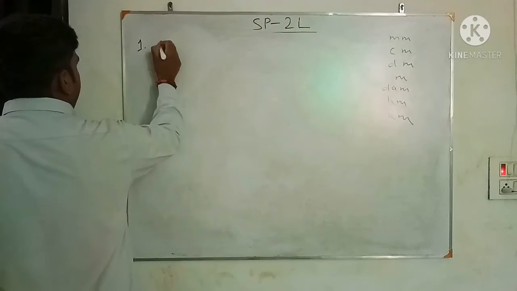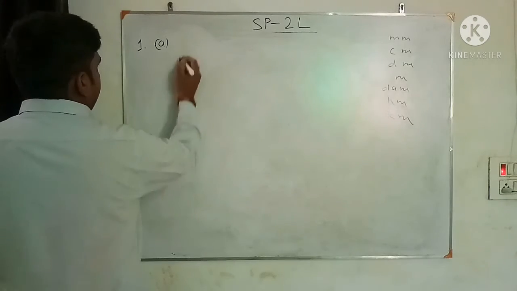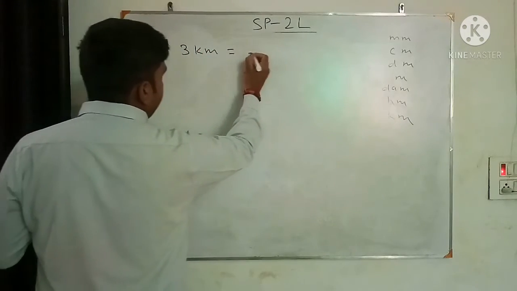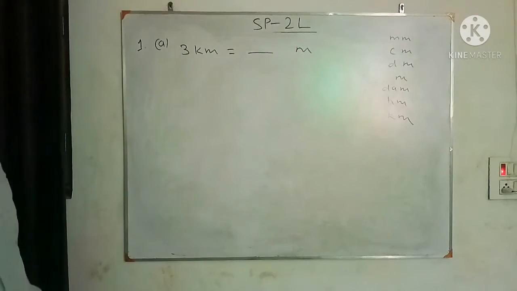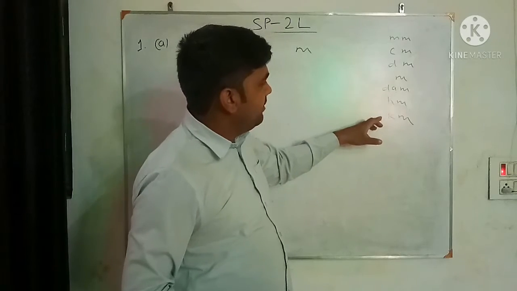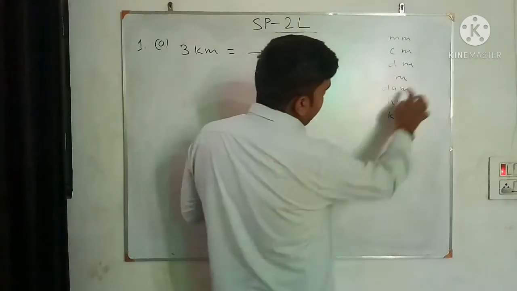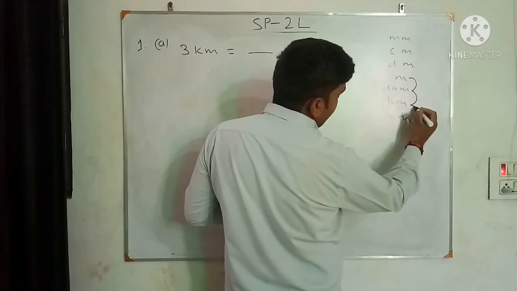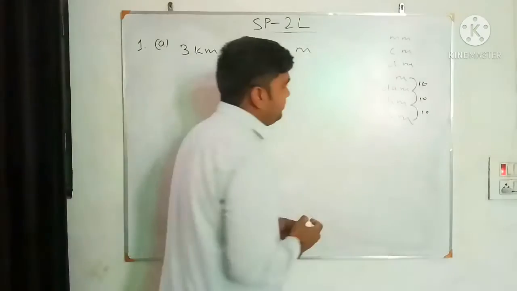1a, we have to convert 3 kilometer into meter. 3 kilometer equals how many meter? So 1 kilometer equals 1000 meters. See the relation, meter to kilometer, how many turns are there? This is the meter and this is the kilometer. 1 turn, 2 turn, 3rd turn. So 10, 10, 10, 1000.